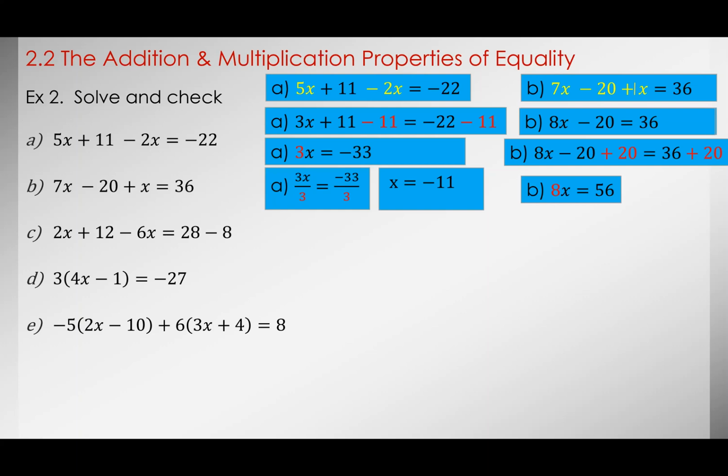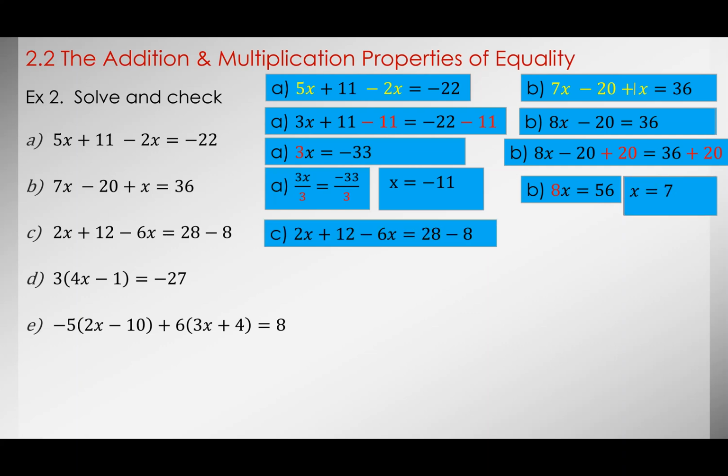And I need to divide by 8, which is, to divide by 8, this is what I have. And again, 8 going into 56 will give me x equal to 7. 8x divided by 8 is equal to x. And again, 56 divided by 8 will give me 7.